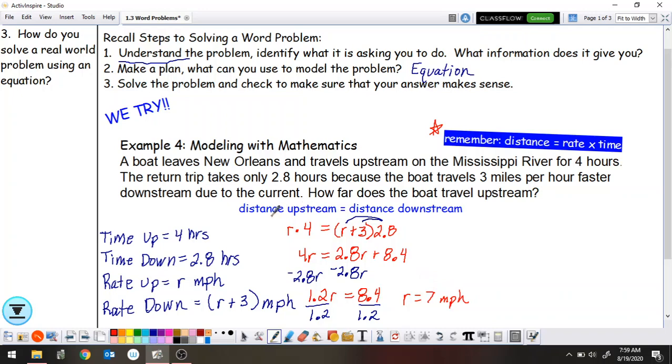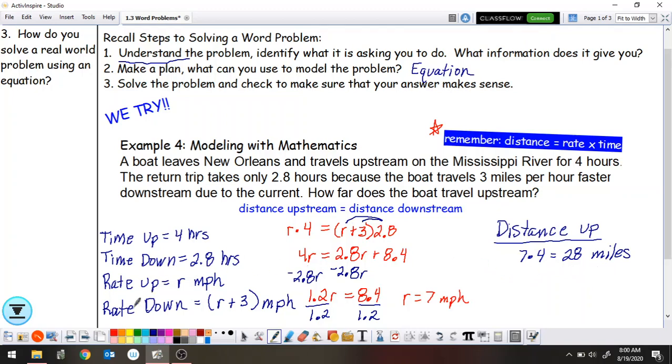So if we go back and we look at distance upstream is rate times 4, well, we have the rate of 7, and if we take that times 4, seven times 4, that will give us our distance of 28 miles. And we can check to make sure it's the same distance downstream. 7 plus 3 is 10, and 10 times 2.8 is 28. So we have solved this correctly, and our answer makes sense.